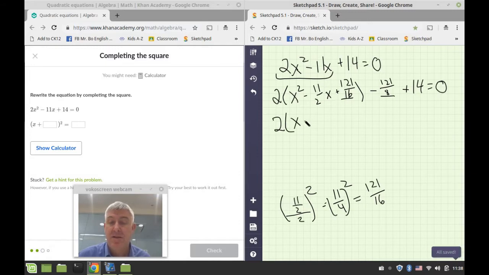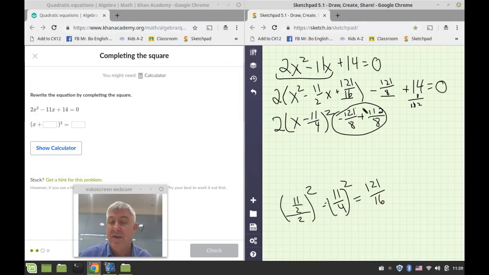X minus 11/4 squared, and we're going to have minus 121/8 plus, I need to convert this to 8, and times 8 is 32, 100, is that right? 32, 8, 100, 112, 8, and this is going to be negative 9/8.